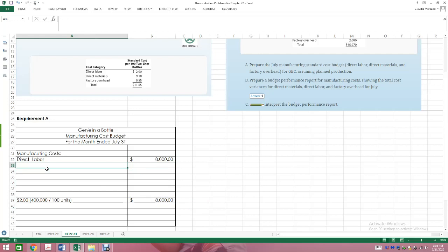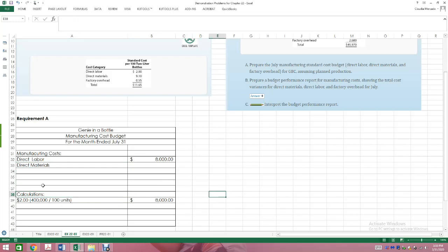Now, my direct materials. I'm going to put direct materials here. Here I'm going to put calculations, that way we know these are my calculations.